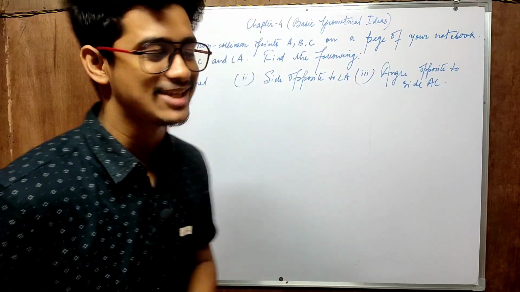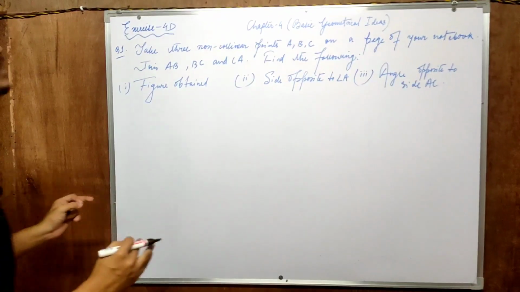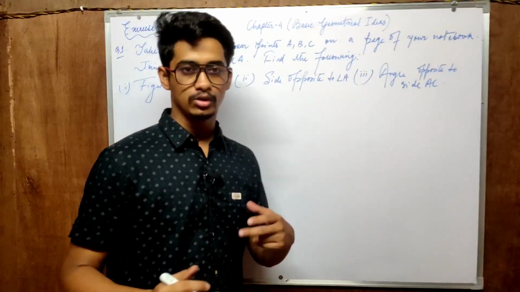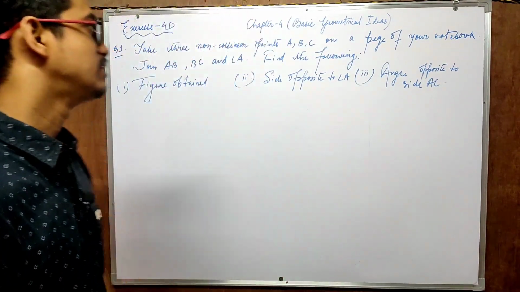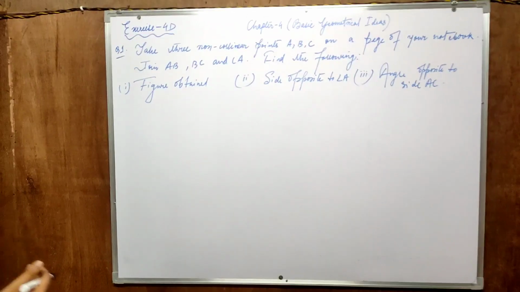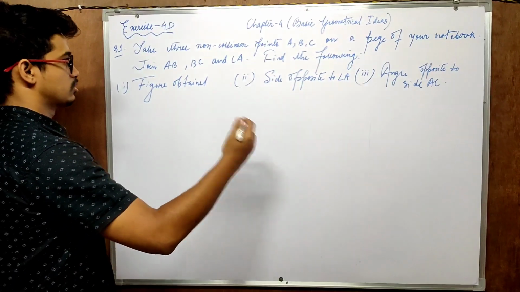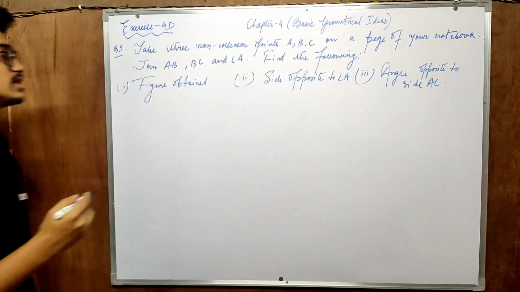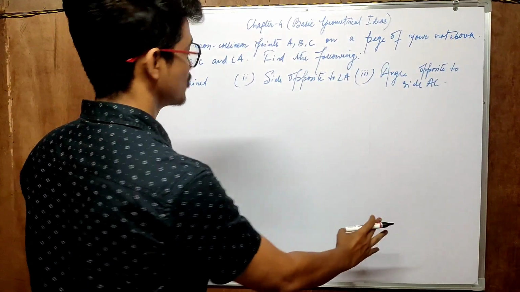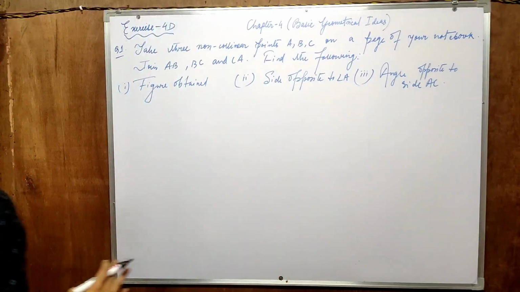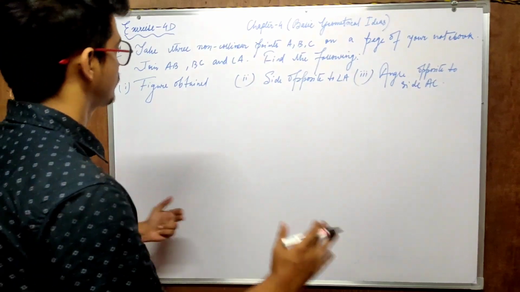All right, let's start exercise 4D. The first question is, take three non-collinear points. Collinear points are points which lie on the same line. So we need to draw points which are non-collinear on a page of your notebook. After that, join AB, BC and CA and find the following.